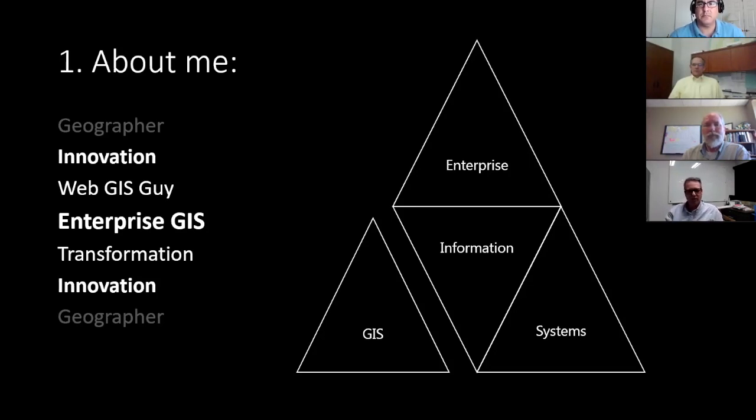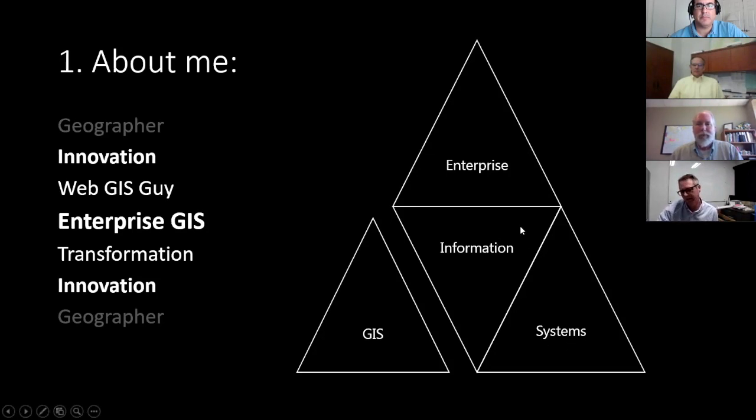So luckily, recently, I've been able to join this local utility. It's a small organization, and they have an innovation policy, and they're all about change and trying to figure things out. All of our projects at some level incorporate GIS. So what you see on the right is essentially me.